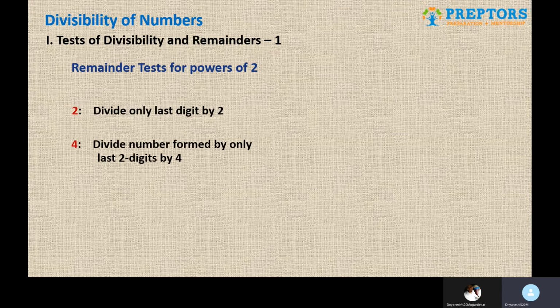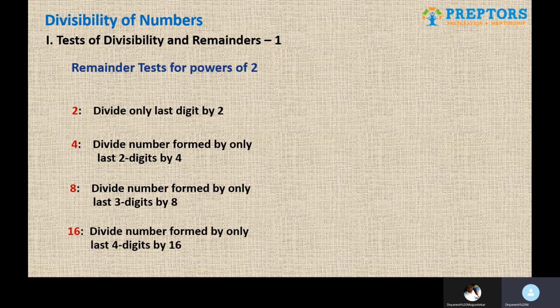Same is the thing. Suppose for 4, you're not going to divide the entire number by 4. You're just going to divide the last 2 digits of that number by 4 to have the remainder. For 8, it will be divide the last 3 digits of the number by 8 to get your remainder.